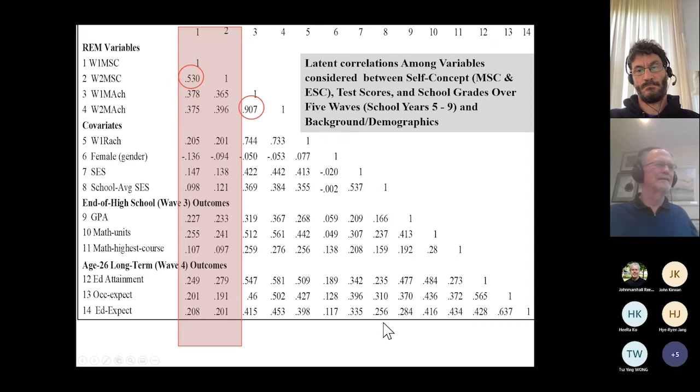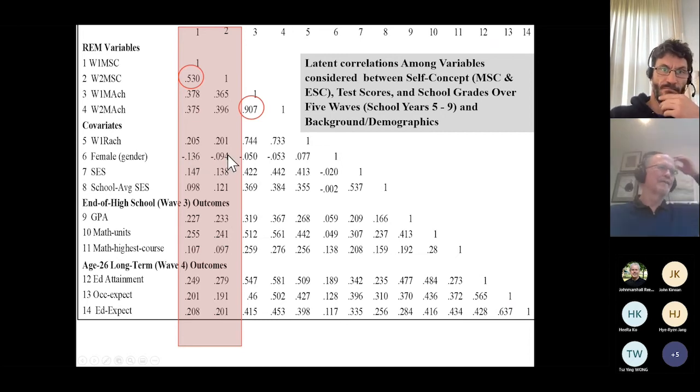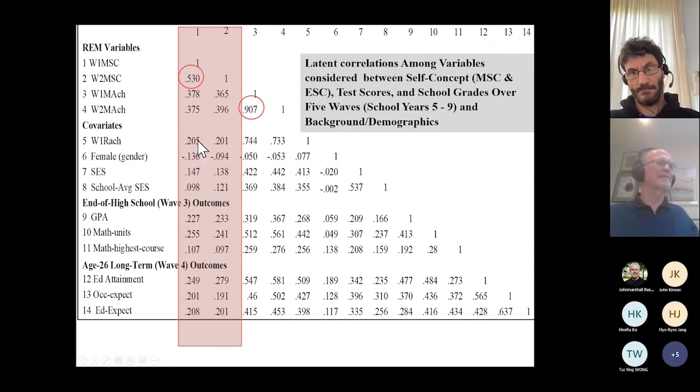Yeah, self-concept is related to pretty much everything, at least modestly. The gender differences are what you'd expect. They're negative for math self-concept, and the gender effects are positive for reading achievement.